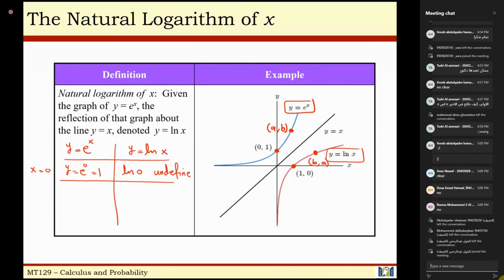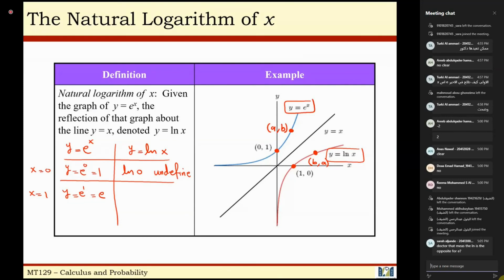If x equal 1, y equal e to the power 1, so this is e. But if we substitute 1 inside the ln, we have y equal ln 1, this is equal 0.